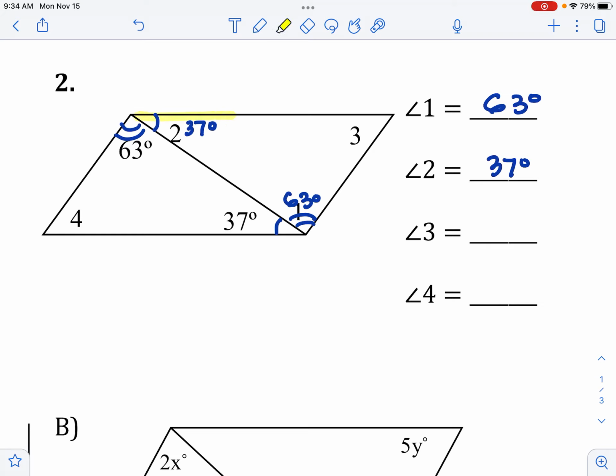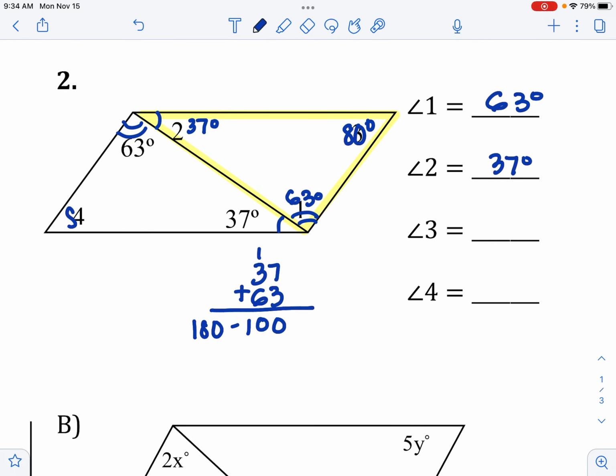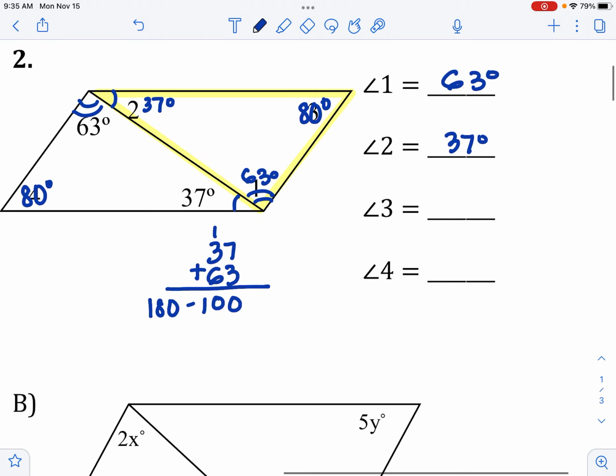All right, now I can use my triangles to help me get the one missing angle in this triangle. So I'll do 37 plus 63. That's 0, carry the 1, that's 100 degrees. And then 180 minus 100 degrees is 80 degrees. I know opposite angles are congruent, so this must be 80 degrees also. I could have started by using that triangle to get that. But I don't know why I just didn't choose to do that.